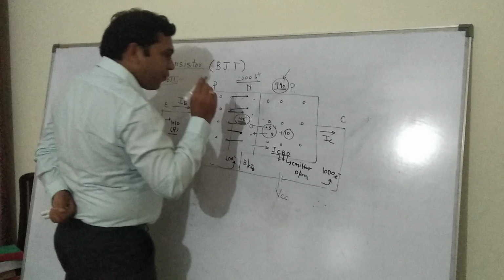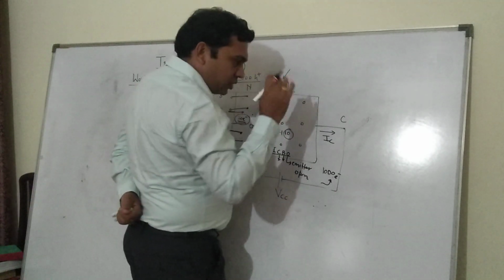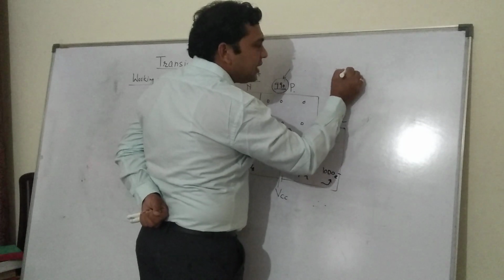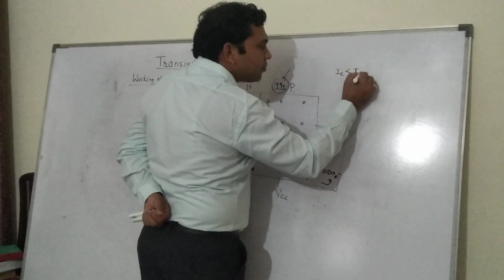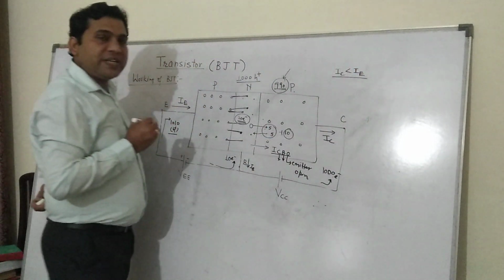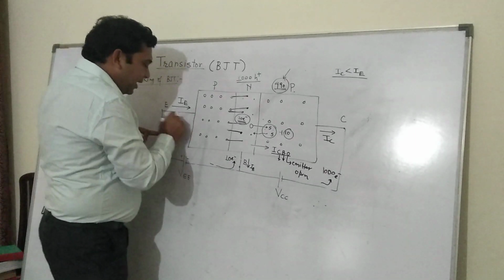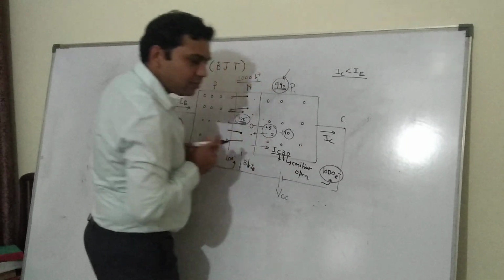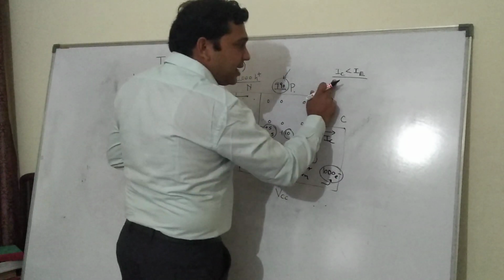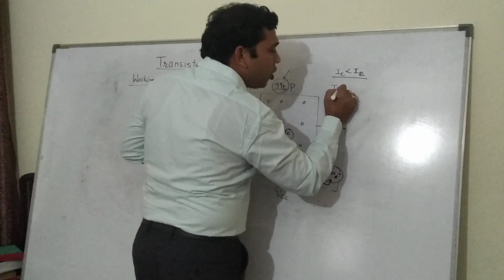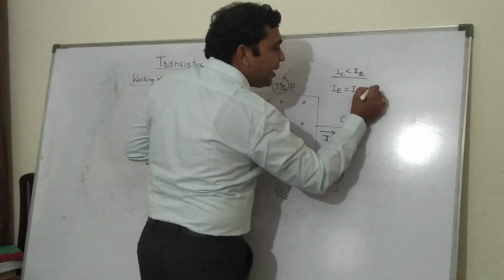From here, you can note down some things. IC is always less than IE. You can see here, IE was because of 1010, and IC is because of 1000. So one thing is IC is always less than IE. Another thing is IE is always the sum of IC and IB.